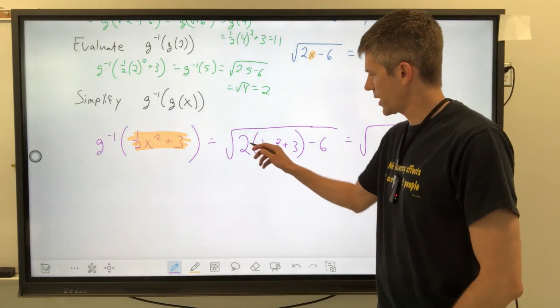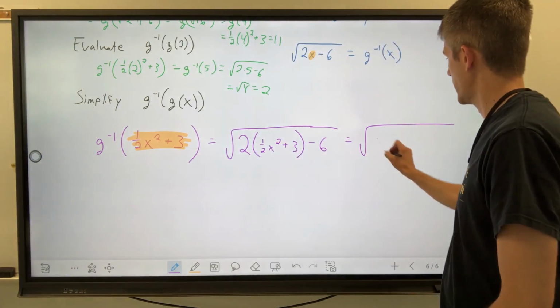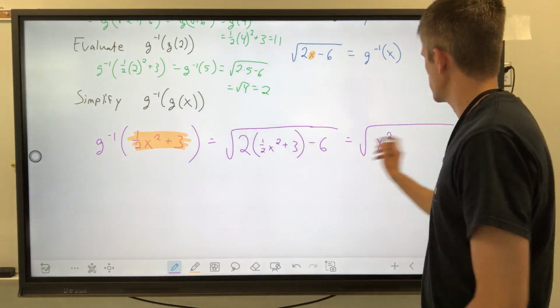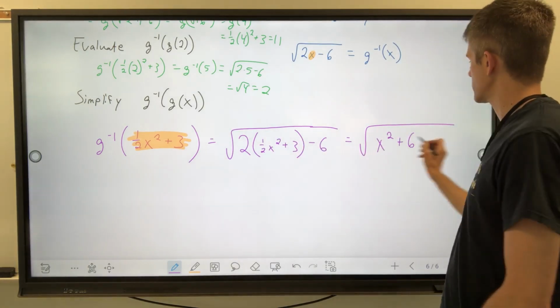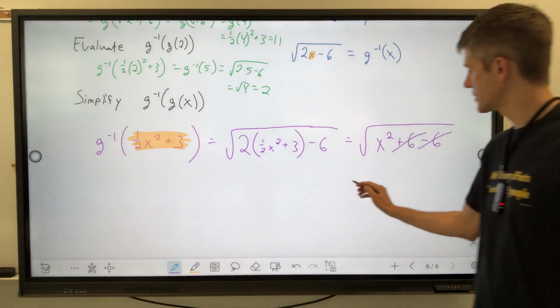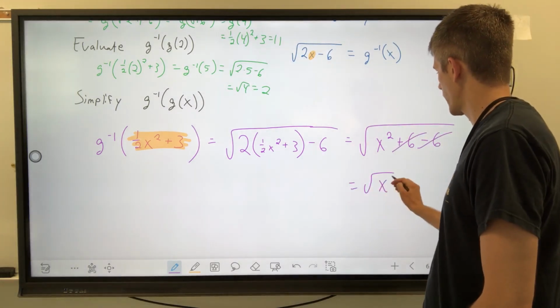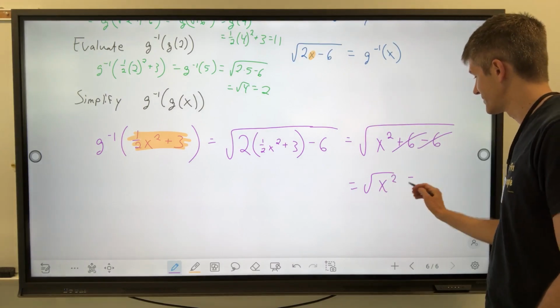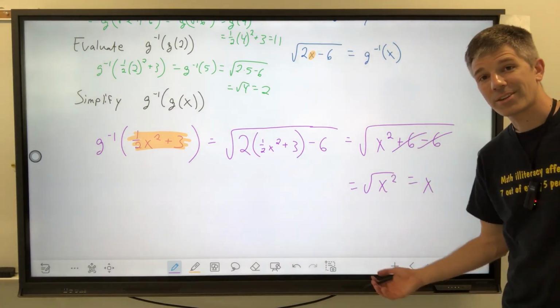Let's go ahead and distribute. We're going to have 2 times 1/2. Well, that's 1 x squared. 2 times 3 is 6. And then we already had this minus 6. You can see where this is going already, right? They're gone. And we have the square root of x squared. Well, the square root of x squared is x because they undo each other, and it works.